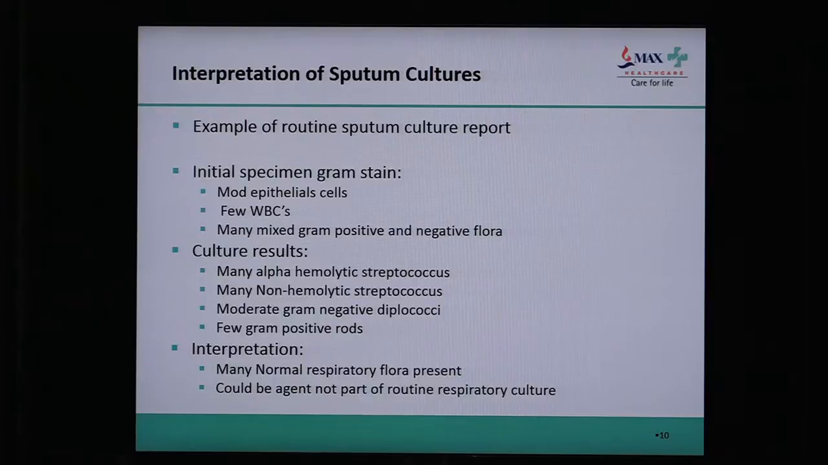So, an example of how we report the sputum culture. In the initial specimen gram stain, there are moderate epithelial cells, few WBCs, many mixed gram positive and gram negative. In most gram stains, they report gram positive cocci in pairs and chains and few gram negative. That is the initial report, but in culture it will come as alpha hemolytic streptococci, non hemolytic streptococci, moderate gram negative diplococci, all this Neisseria. Then we usually report many normal respiratory flora present, could be not a part of routine respiratory culture. That also you can write, or you can write normal respiratory flora.